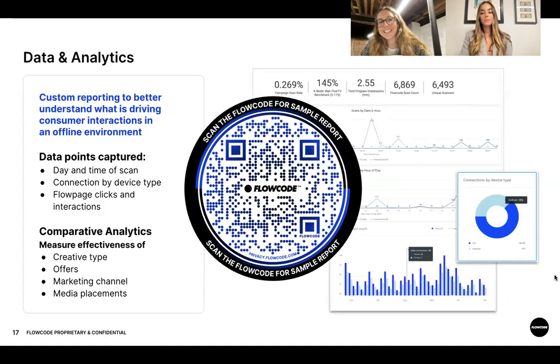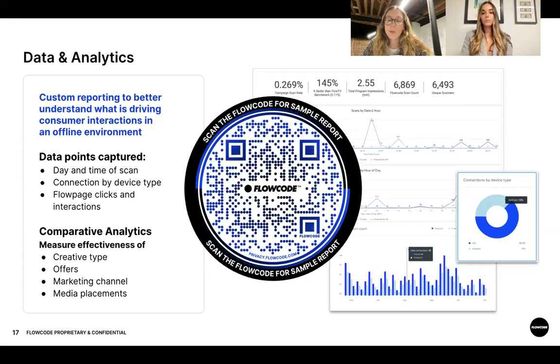Next, we have data and analytics. As I mentioned, with our basic and free plans, you're able to see scans by date, and you can filter it by today, the last 7 days, the last 30 days, and the last 90 days. You're also able to filter by name of the code, name of the folder, and even tags, so you can separate it by campaigns. If you're using multiple codes for marketing attribution, you can view the data per campaign.